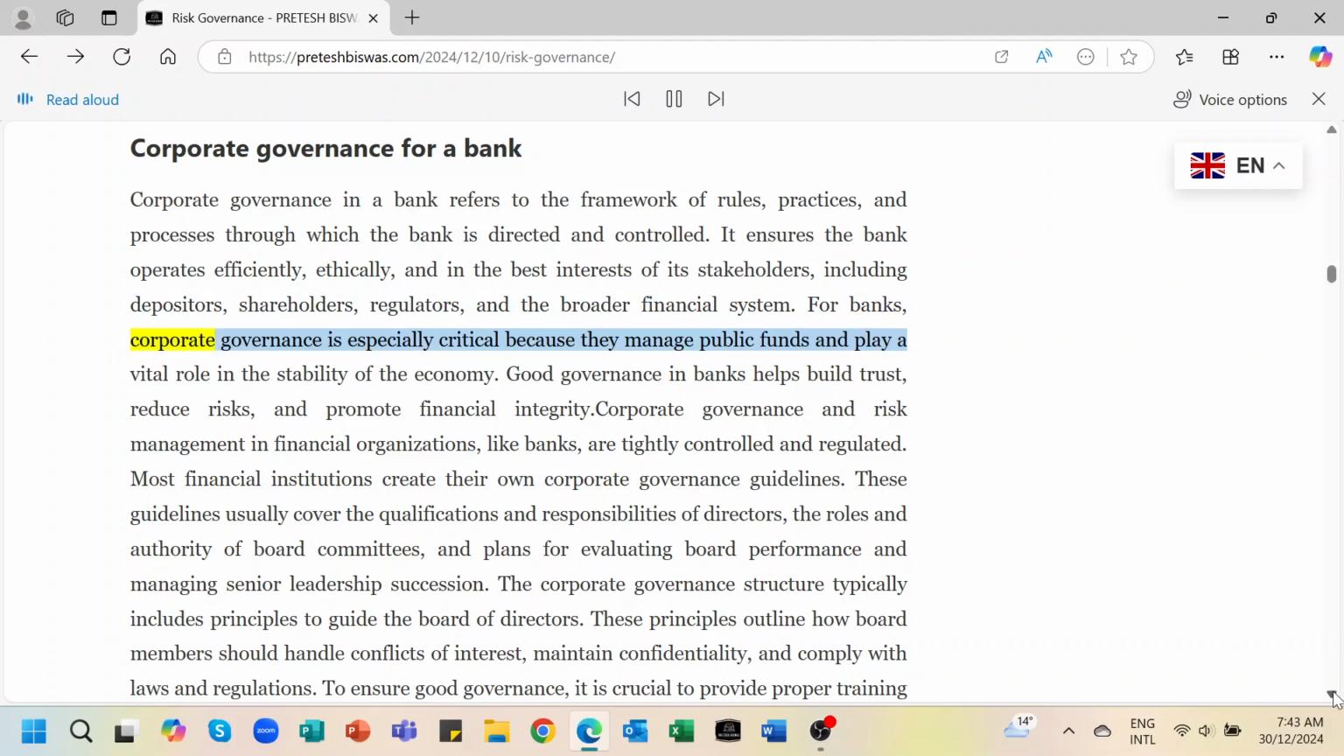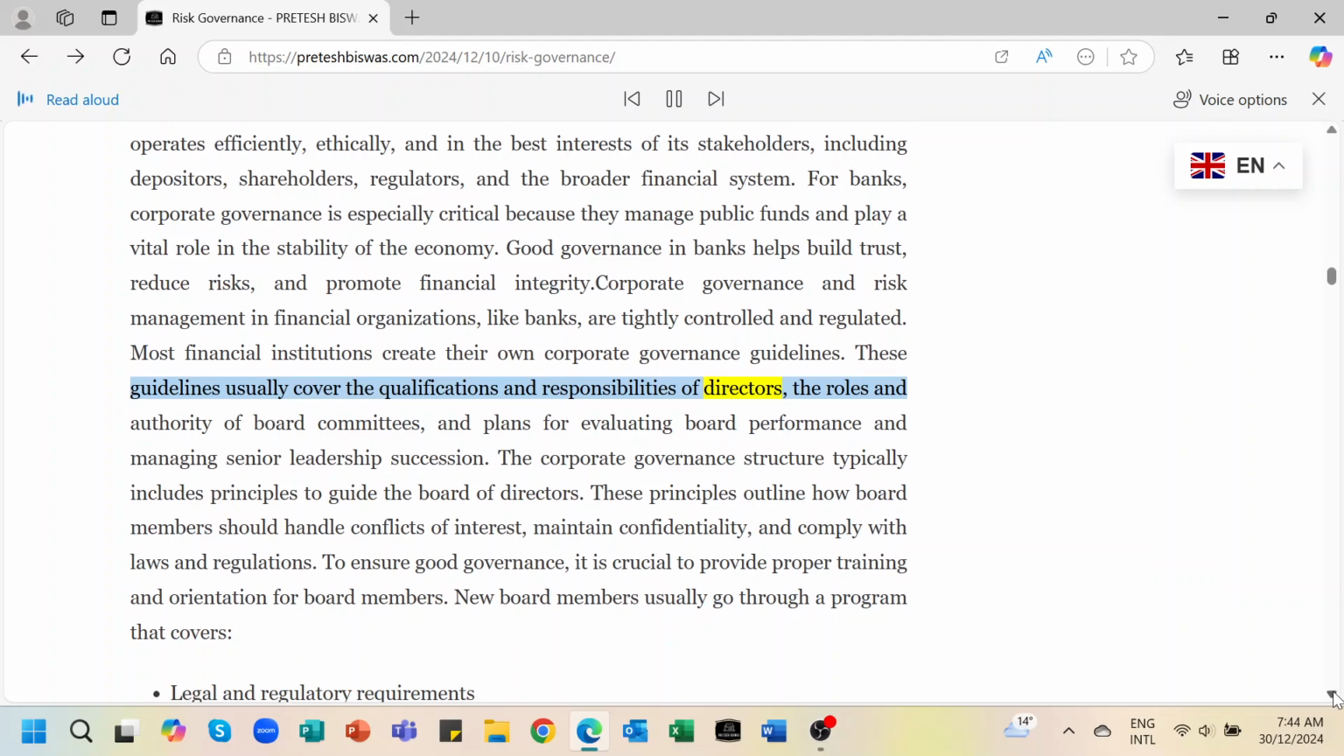For banks, corporate governance is especially critical because they manage public funds and play a vital role in the stability of the economy. Good governance in banks helps build trust, reduce risks, and promote financial integrity. Corporate governance and risk management in financial organizations, like banks, are tightly controlled and regulated. Most financial institutions create their own corporate governance guidelines. These guidelines usually cover the qualifications and responsibilities of directors, the roles and authority of board committees, and plans for evaluating board performance and managing senior leadership succession.